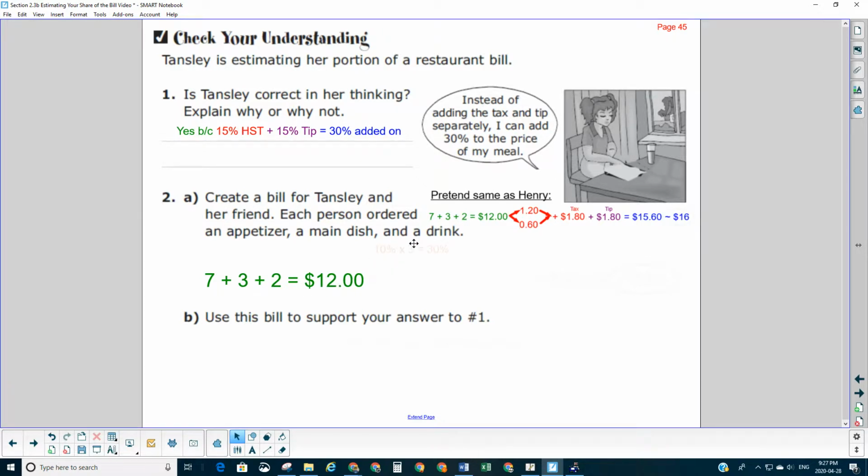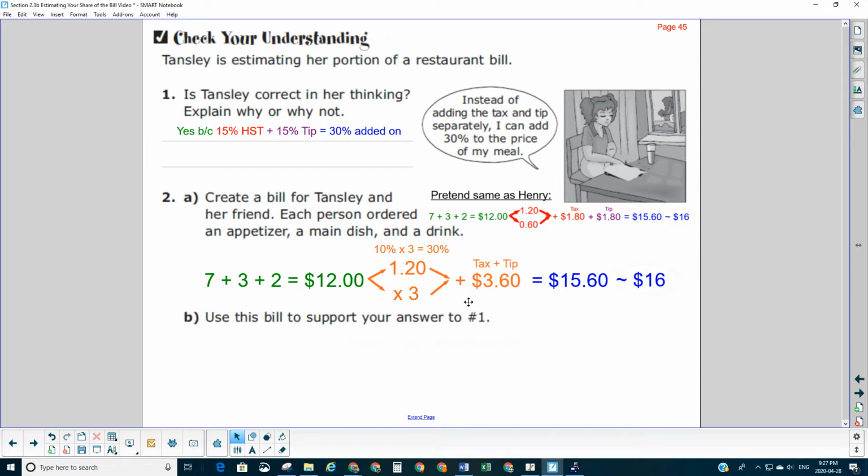But instead of doing two 15%, we're going to try and do a 30%. And how are we going to do 30%? Well, we're going to do 10%. So that's $1.20. Remember, move one decimal place to the left. And 30% would just be times 3. So how do we do that times 3? Well, $1 times 3 is $3, and 20 cents times 3 is 60 cents. So that must mean that $3.60 is a good estimate of both of these 15%, both the tax and the tip. And so Tainsley would do $12 plus $3.60 and get about $15.60, which is about $16.